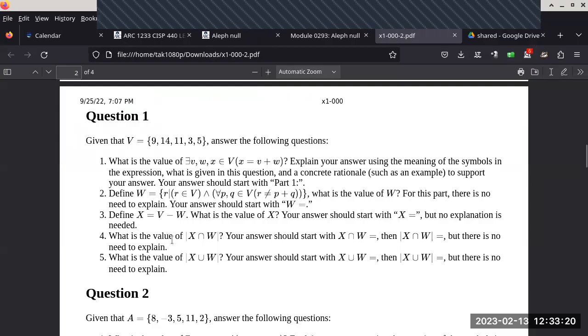So part 4 is asking, what is the value of blah, blah, blah? So I'm not asking about the intersection. So anyone who gives me the actual value of the intersection is going to only get partial credit because the next part here says your answer should start with X intersecting with W equals 2, and then you can answer what is the cardinality of that thing. But there's no need to explain. Okay, so we'll go ahead and start with this.